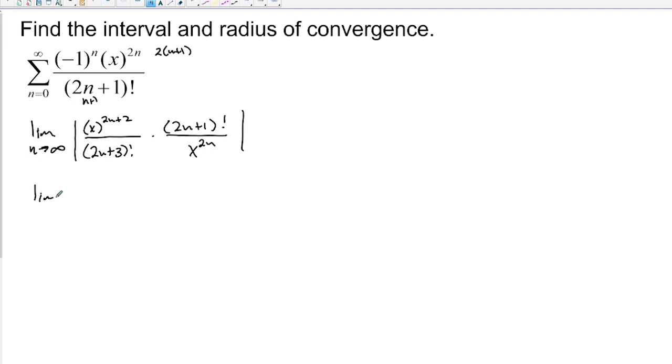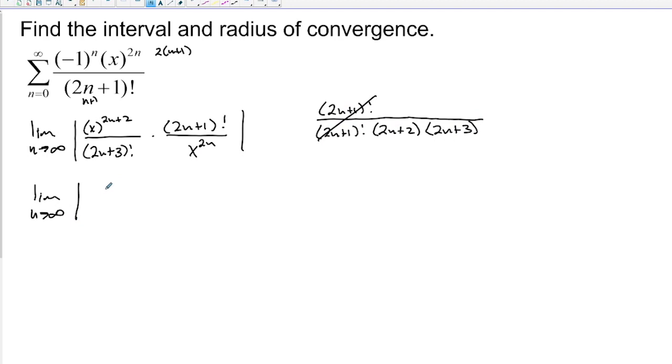Let's see what we have left. Limit as n approaches infinity. We need to figure out what we get when we cancel what we can cancel here. Well, we can write this as (2n+1)! over (2n+1)! times (2n+2) times (2n+3). And we can get the factorials to cancel that way.